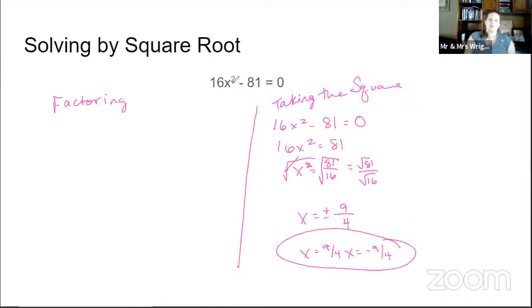That's taking the square root. Now with factoring, I'm looking at this and both of these are perfect squares. So remember 16 can be broken up to 4 times 4 times x times x. 81 can be broken up to 9 times 9. And I've got my minus sign in the middle. So I can solve this through factoring using difference of squares, which when I set this up, I know I have to have two sets of parentheses, one with a plus sign in the middle, one with a minus sign in the middle. I'm going to take the root of my first term and the root of my second term and plug them in.